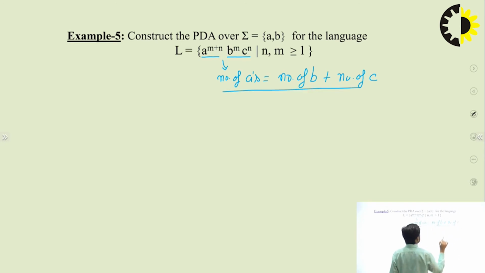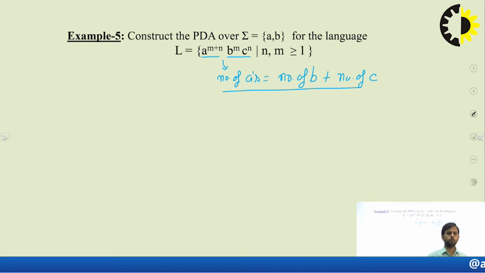So how will we construct the PDA for that? When A comes, we keep on pushing A into the stack. When all the A's are over and B comes, we pop A. We keep on popping A. When C comes and the top of the stack contains A, we again start popping A. It means after pushing all the A's and comparing with B and C, all the A's will be popped in one-to-one correspondence, and then this language will be accepted.